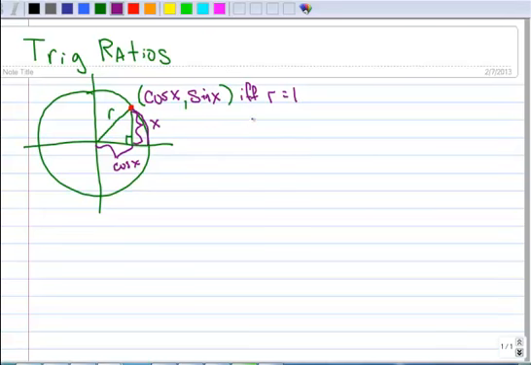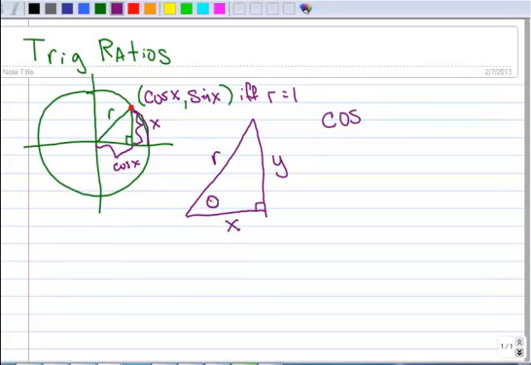Now let's take that triangle out of the circle and let's blow it up here a little bit. And it's a right triangle. There we go. And this is the x-coordinate, this was the y-coordinate, and this is r. So now we're going to define the trig ratios, and let's start with the cosine. So the cosine of an angle, and we're going to call this one theta. There's your theta right there, okay?